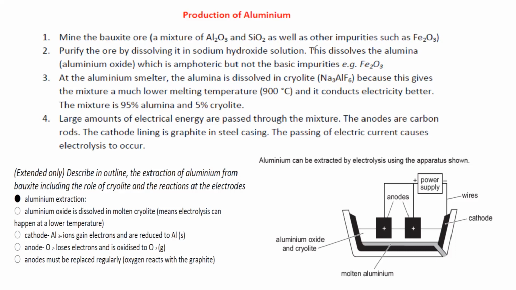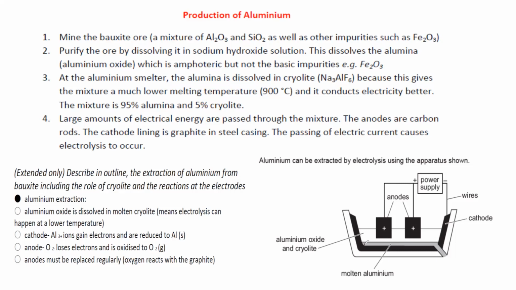Because the anode and cathode are made of carbon, the carbon at the anode reacts with oxygen. It produces carbon dioxide. So the anode is used up and the size of the anode starts to decrease, so we have to replace the anode from time to time. So if we want to extract the aluminium, what do we do?